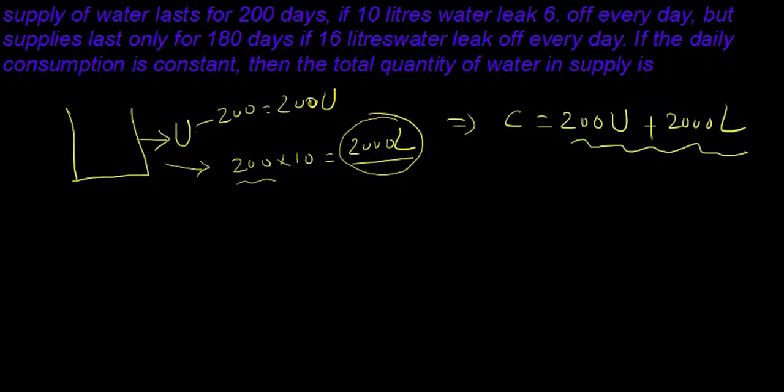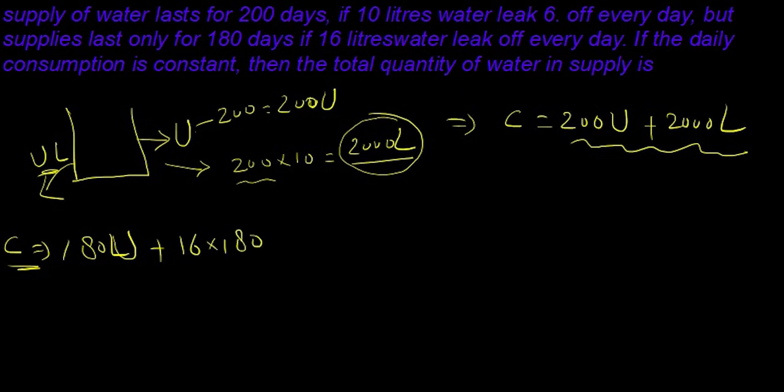The supply only lasts for 180 days. So the capacity in this pattern is going to be, again, you are using U liters of water every day, so in 180 days you are going to use 180 times U, and 16 liters of water leaks off every day. So 16 into 180 is going to be your leaked water. Now this is the cistern, this is also the cistern.